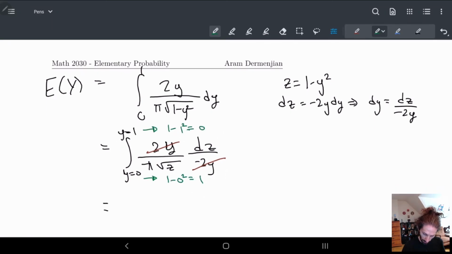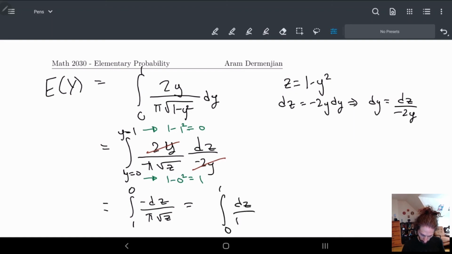So what we end up having is the integral from 1 to 0 of dz over minus pi square root of z. So here, oops, wrong way, 1 on the bottom and 0 on top. So what we have is this minus I can use to flip the sign, right? So I can do the integral from 0 to 1 of dz over pi square root of z.